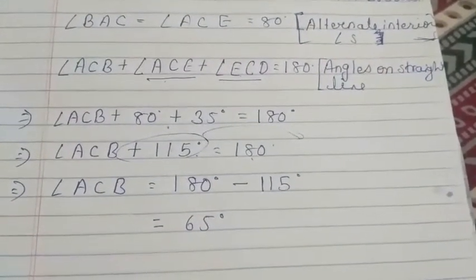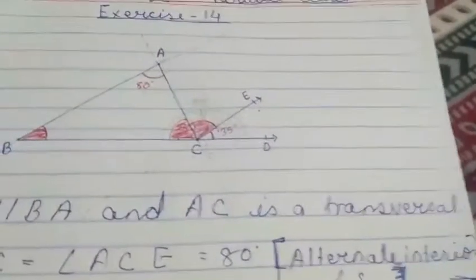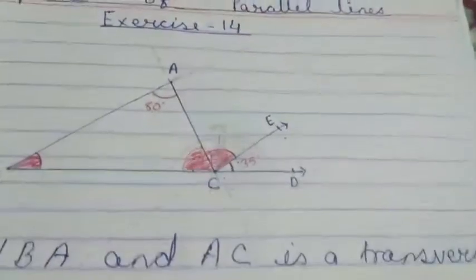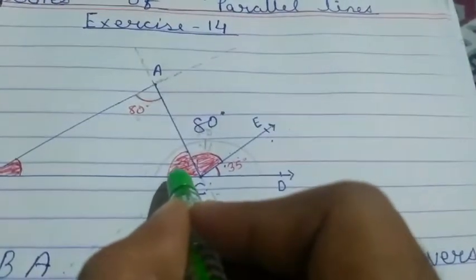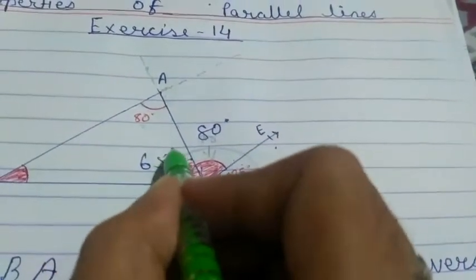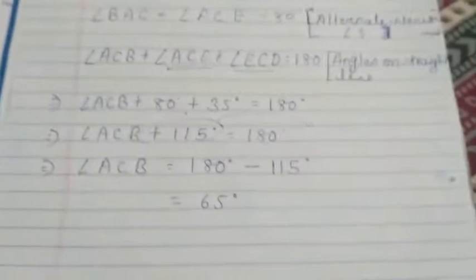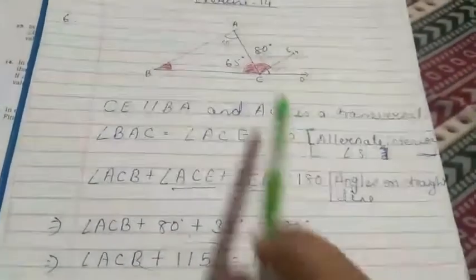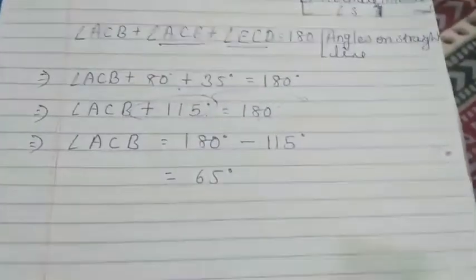Okay, so you got two angles. First one, this is 80 degrees, and this one you got 65 degrees. Now come to the third property. What angle do you have to find out? You have to find out ABC. So just write here.